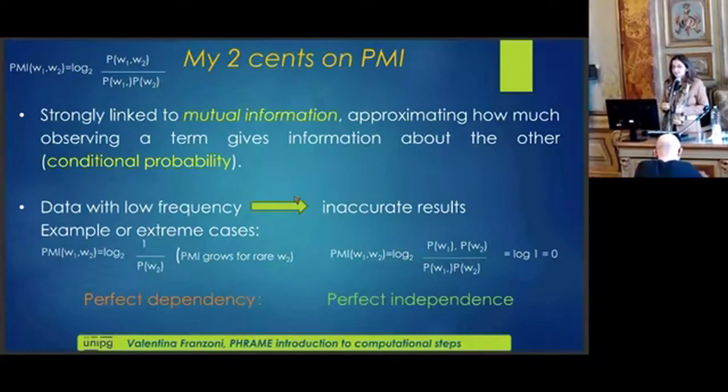But my two cents on PMI, if it's not already said by others, is that, being a conditional probability and for how it is constructed, it works very well when we have to understand independence, but it doesn't work so well when we have to understand dependency. We have here two extreme cases. You can see up there the formalization of PMI, and down you have the two opposite cases of perfect dependency and perfect independence. So for perfect dependency, you can see that the numerator goes to 1, and then the PMI will grow for rare W2, which is word 2, the second term, or a single term. And that's why it's not so good for dependency when it goes closer to dependency. Instead, for independence, it's good.